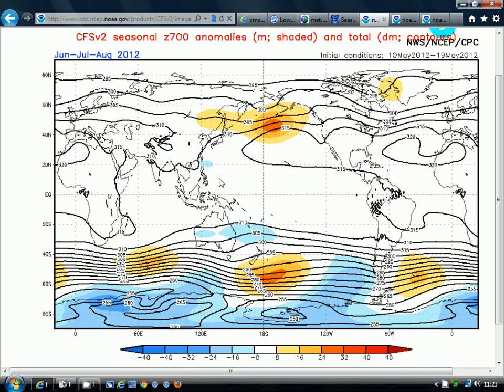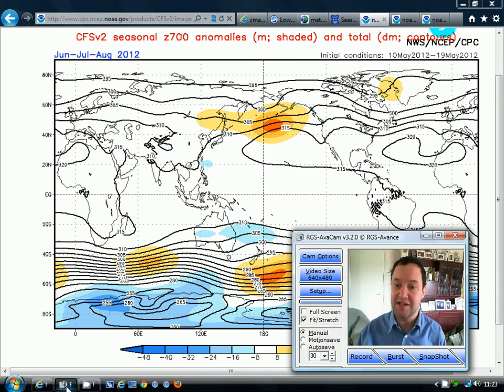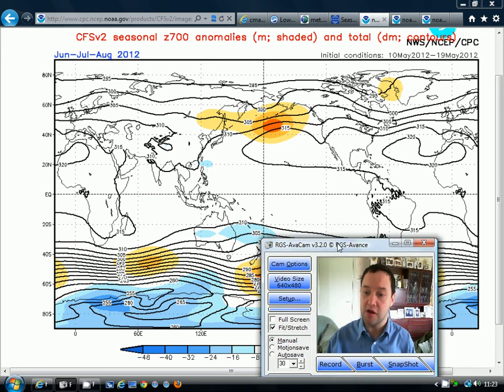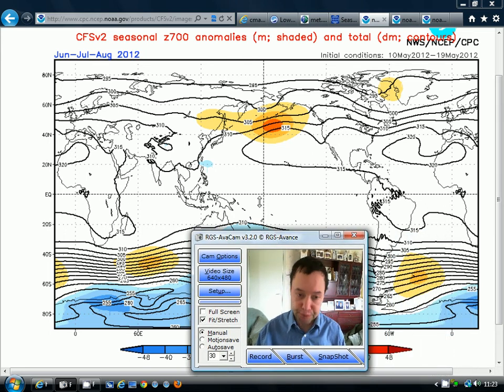Finally, let's have a look at the CFS model. This is the model from the United States, and this is their long-range forecast model. And again, this is the 700 millibar anomaly chart for June, July and August. This is very similar really to the 500 millibar anomaly charts that we were just looking at, just at a very slightly different area in the atmosphere. And we see with this, well, it's the same situation that I was talking about on last month's video.